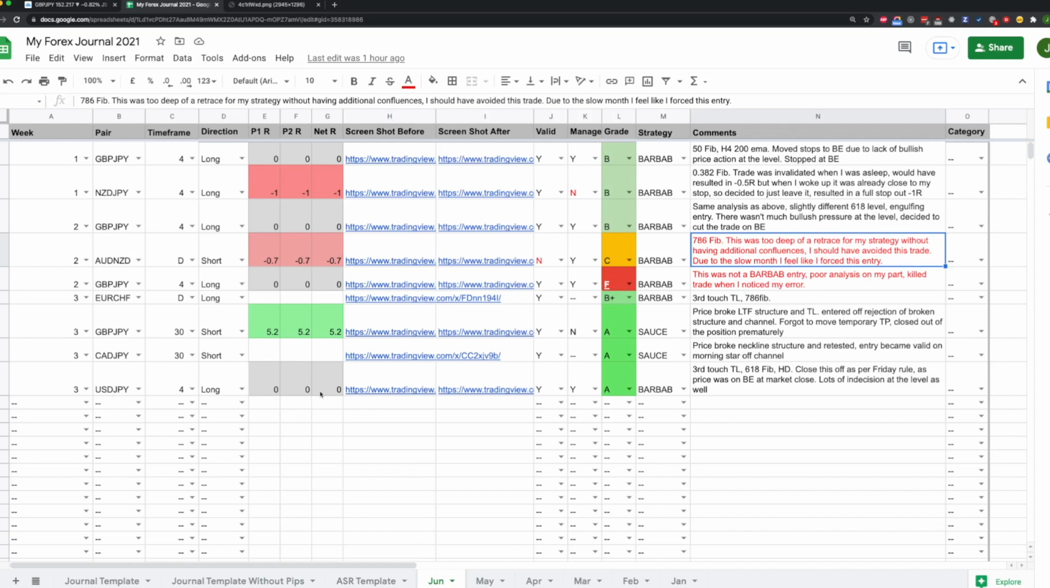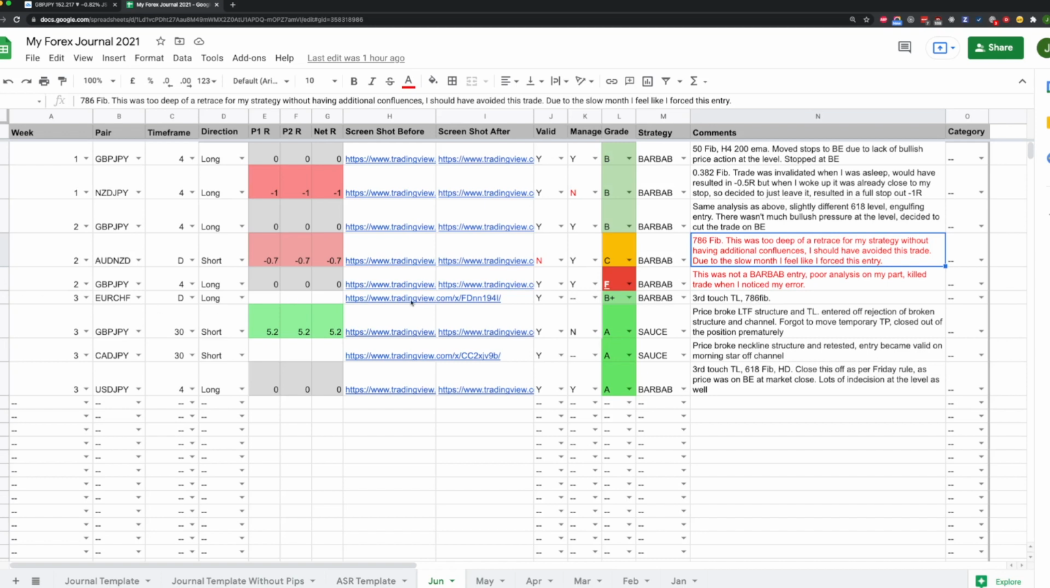So anyway, I'll jump into the charts for this week and talk you through the trades that I actually did take. The first trade for me this week was on EURCHF. It was taken on a daily time frame as a long position, and it was basically a touch of the trend line to get a 786 fib.